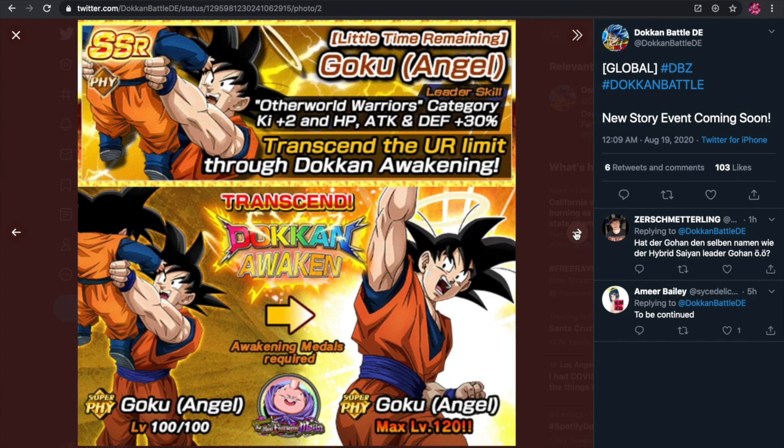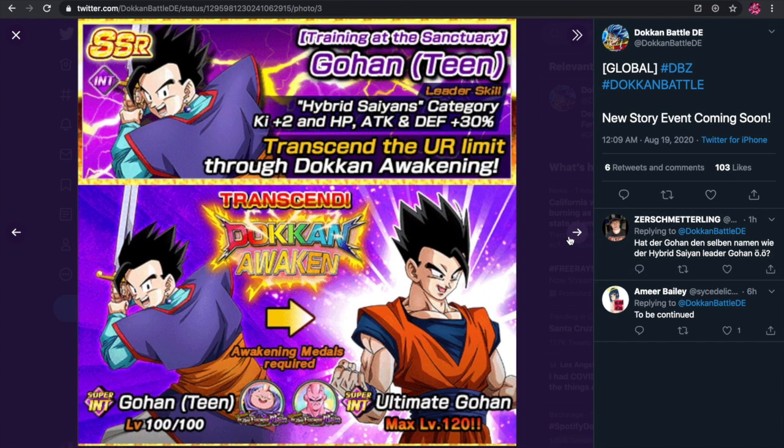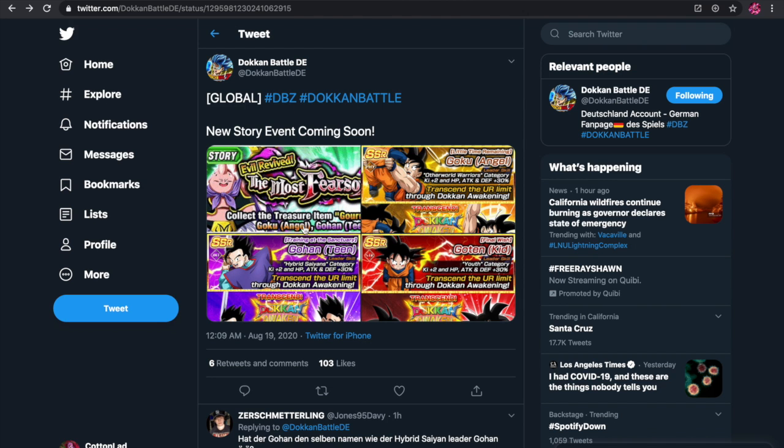And again, just quickly going through the story event, you can farm 3 characters from this event. You can get this Goku Angel, you can get this Ultimate Gohan, and you can get this Goten. Now, again, I'm going to cover this event more in depth in another video. But you can just get 3 units from this. So that's going to be coming over to global, which is good because again, it's more Dragon Stones for us.